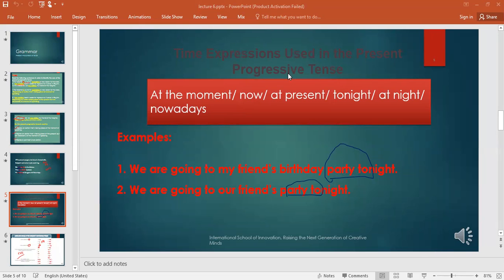Okay, so we are going to my friend's birthday party tonight. So tonight shows that the action is planned for, it's happening in the future, and it's a planned action. We are going to our friend's party tonight. Also, this shows that this action is already planned.